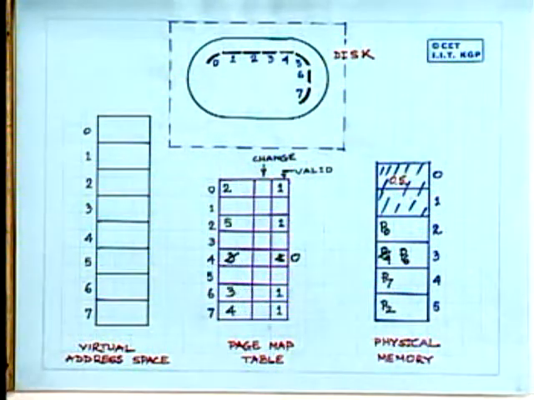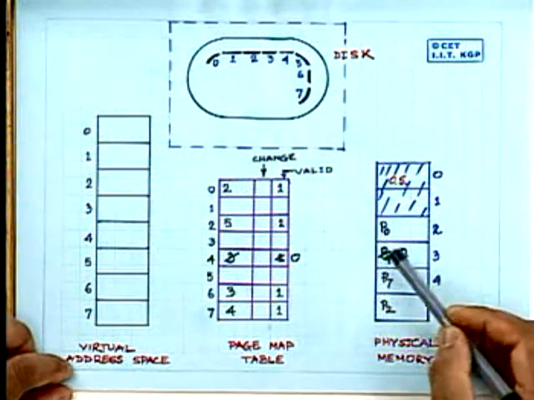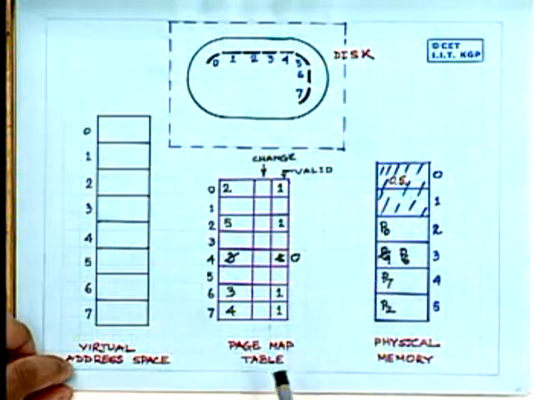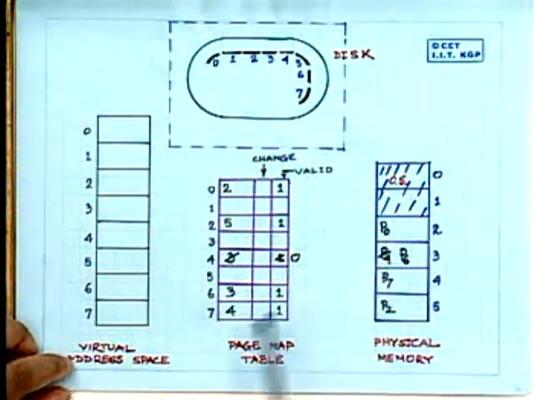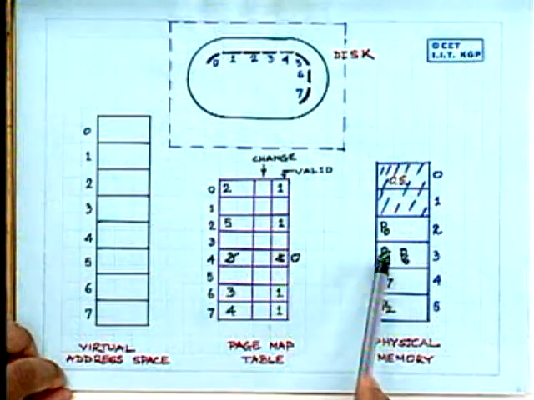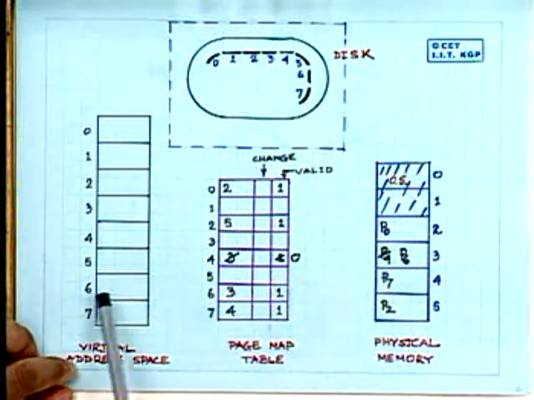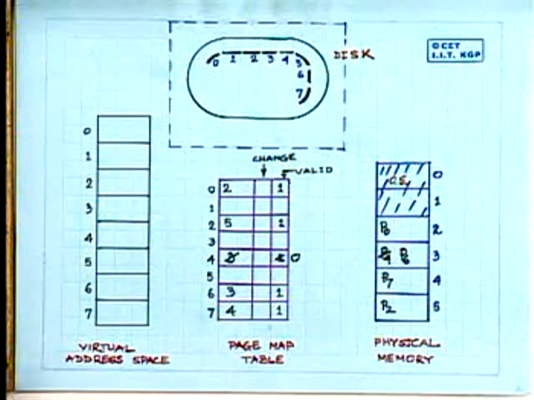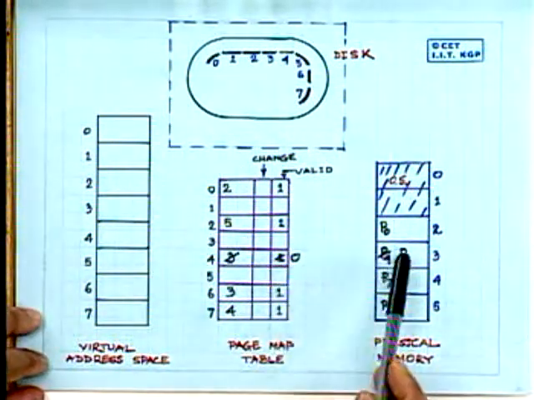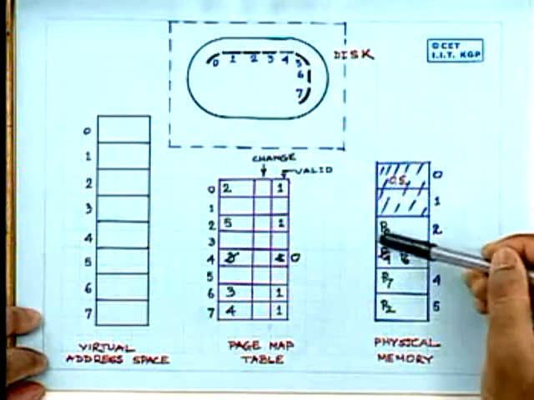Now, one problem may be there. The problem is that we have replaced page 4 with page 6 in frame 3, but page 4 may have been altered, may have been modified, may have been written into. In that case, if we simply replace page 4 by page 6 and do nothing, the status shown over here is wrong, it's erroneous.